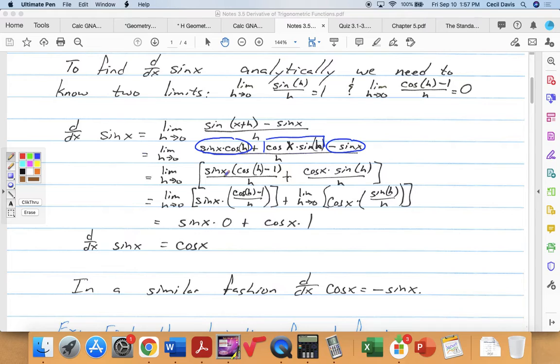So here I just wrote this sine of x that was in the numerator just as a multiplier. Plus, same thing here, the cosine of x times this. This we showed goes to 0. So that'll be sine of x times 0 plus cosine of x times, well, sine of h over h as h goes to 0 goes to 1. And we end up with cosine.